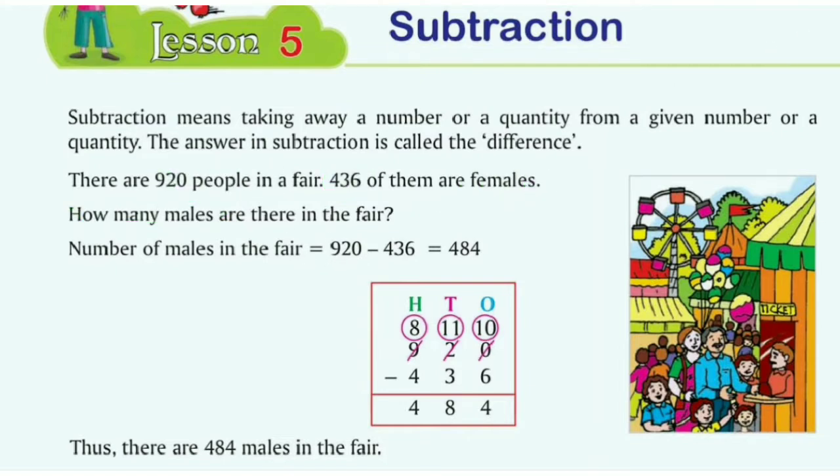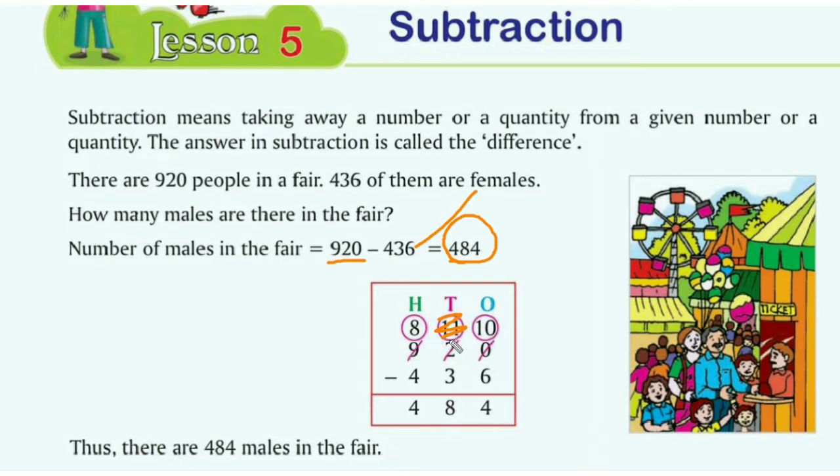Now the total number of people in the fair is 920 and the number of females is 436. Now we will do this subtraction and the answer is 484. Now let's see how it is. Now see here how that 11 came.